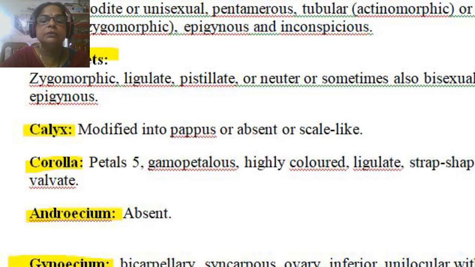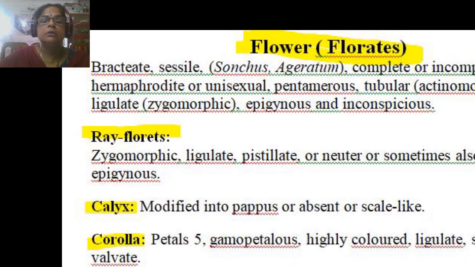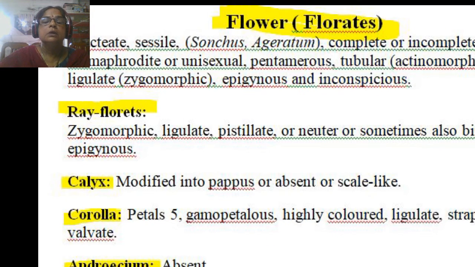Then flower. In the flower, the flower is very minute, that is small in structure, that's why they are known as florets. The characters of flowers: they are bracteate, sessile, complete or incomplete. In the case of ray florets, the flower is incomplete, and in the case of disc florets, the flower is complete. So the flowers are unisexual as well as bisexual, depending upon the example.